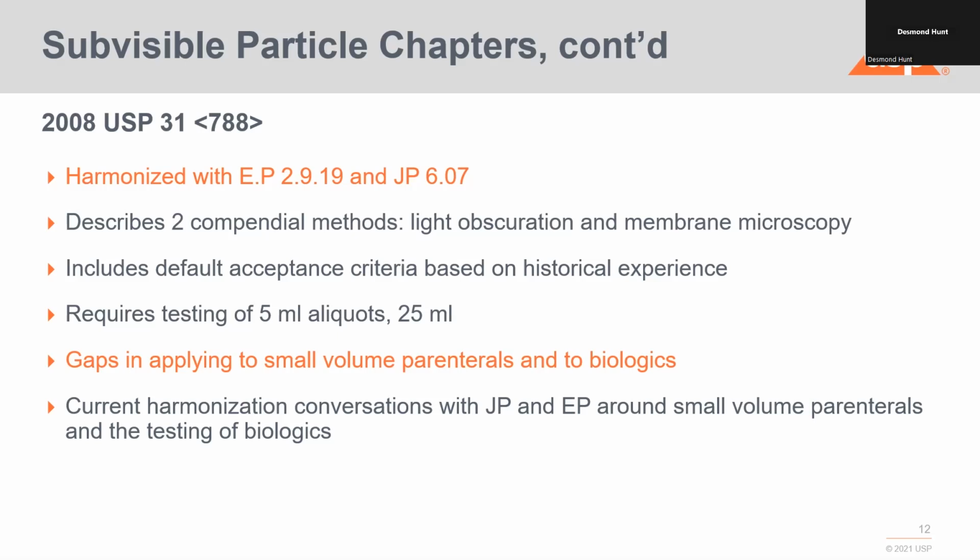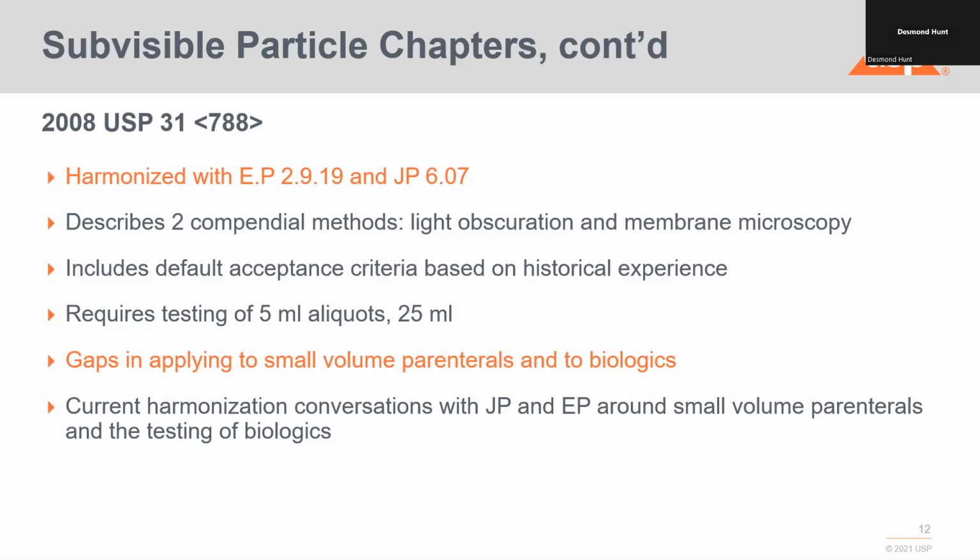And it's this idea that I mentioned previously that if there's going to be a requirement to do a specific quality test for a drug product in all jurisdictions, and the countries can figure out a way to harmonize it and agree upon it, it becomes a very useful tool for drug product manufacturers because they're not doing the same testing slightly differently depending on the jurisdiction. And this harmonized chapter is what we see today. Again, it describes two compendial methods, light obscuration and membrane microscopy, and includes default acceptance criteria based on historical experience.